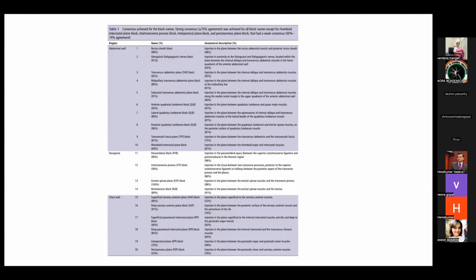So between the QL and the psoas major will be the anterior QL block, and the lateral QL will be at the lateral border of the QL muscle, where it continues with the transversalis fascia and the internal oblique aponeurosis. And then the posterior QL will be between the QL and the erector spinae muscle.